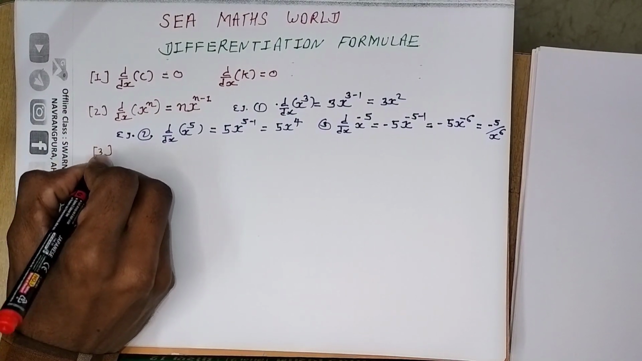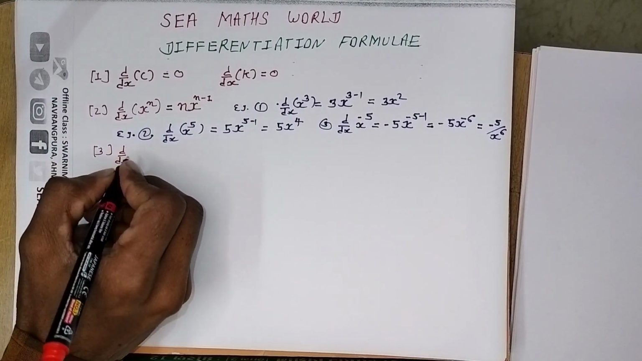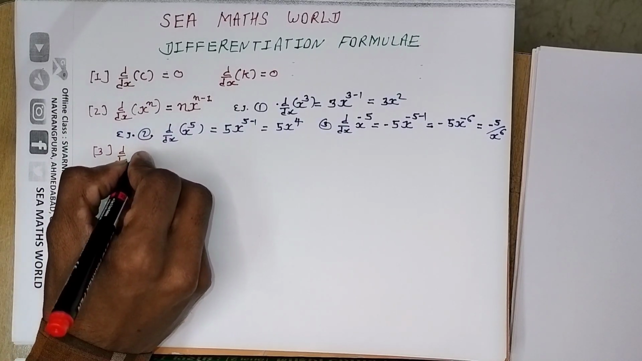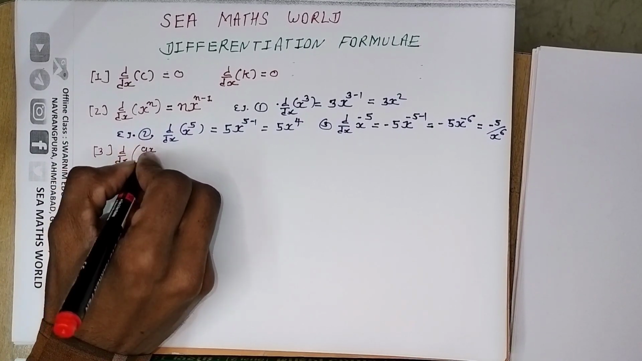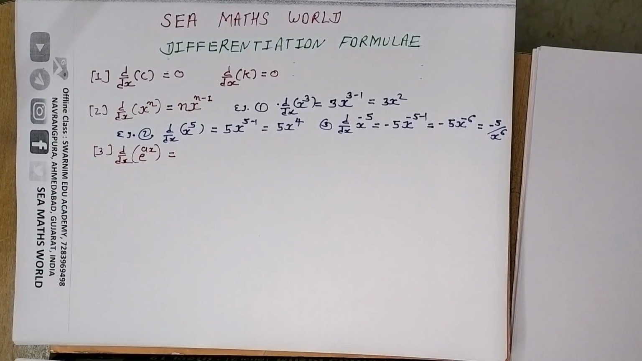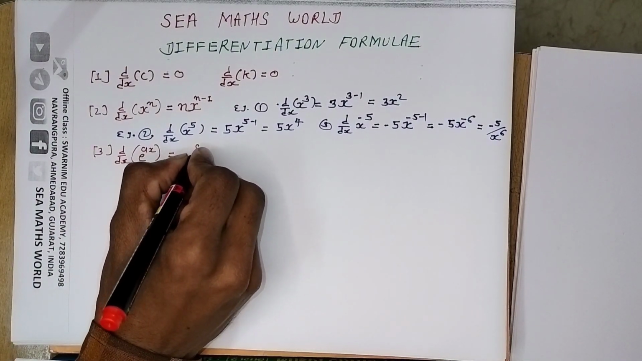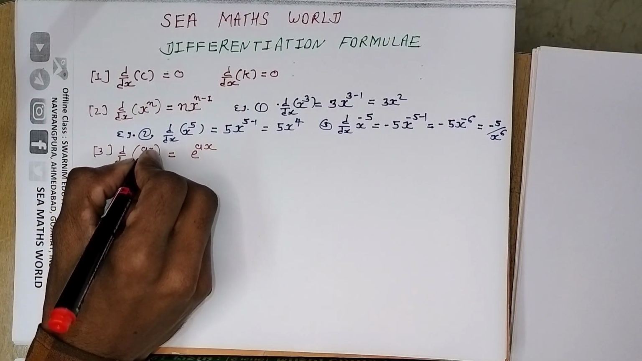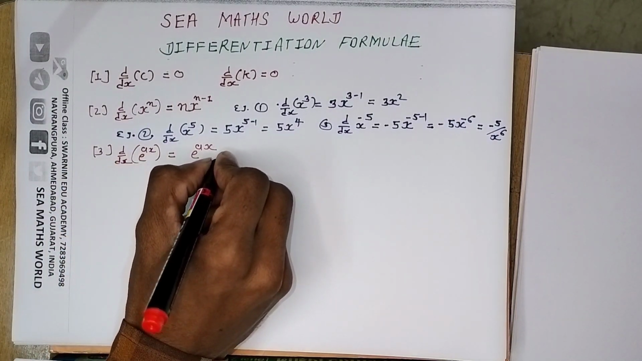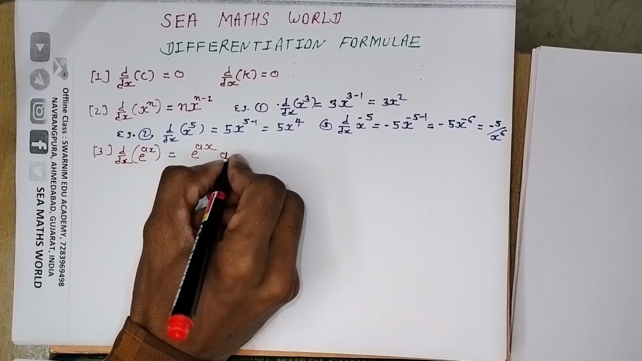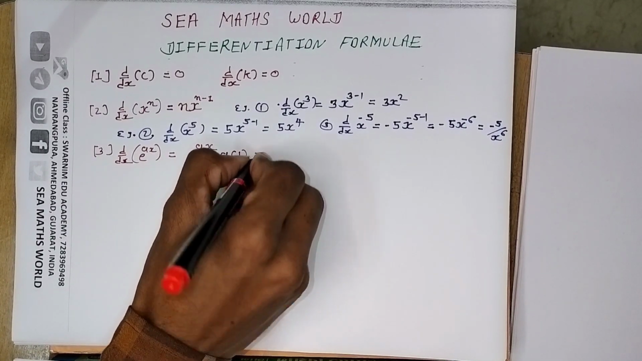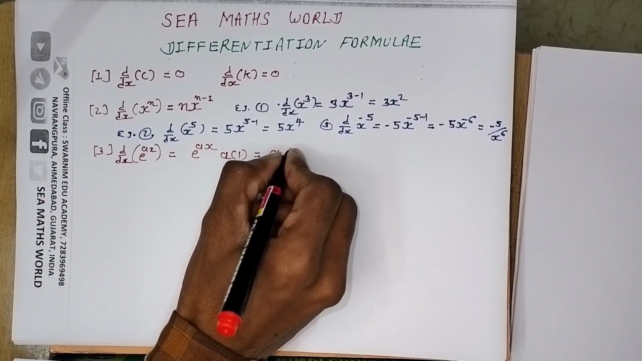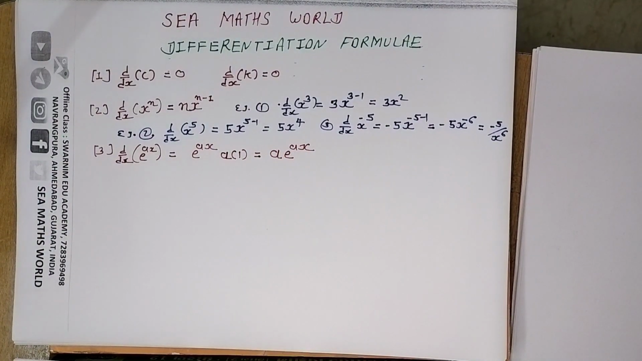Now the next differentiation formula is differentiation of e raised to ax. So first of all, write down as it is the term e raised to ax. Then differentiate the power. Here power is given ax. So ax differentiation is constant as it is, and x differentiation will become 1. So finally a into e raised to ax.